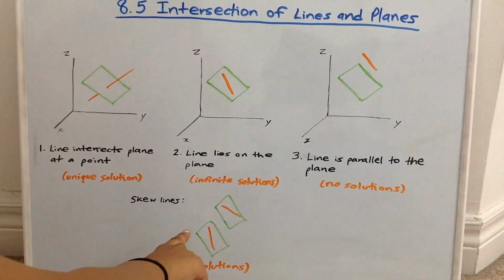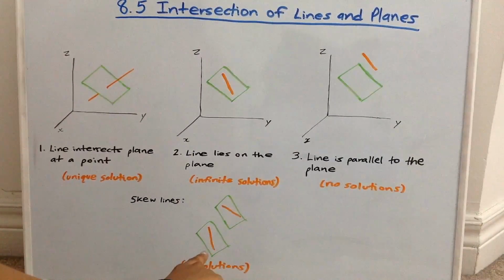Skew lines are 2 lines that do not intersect and are not parallel, meaning that they're in different planes. This also gives no solutions.